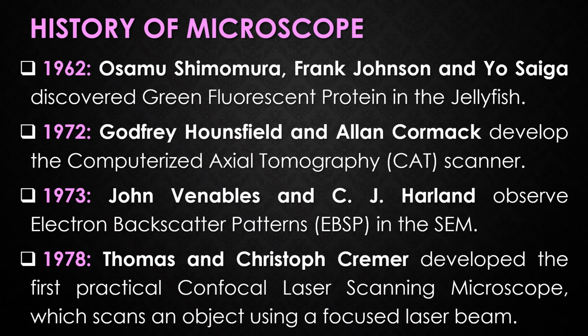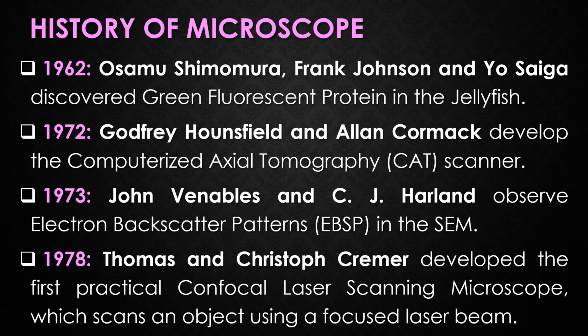In 1972, Godfrey Hounsfield and Alan Cormack developed the computerized axial tomography scanner, that is the CAT scanner. With the help of the computer, the device combines many X-ray images to generate cross-sectional views as well as three-dimensional images of the internal organs and structures.